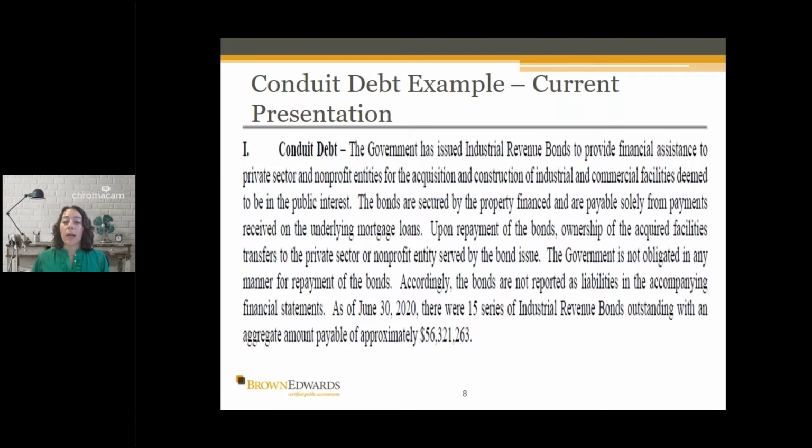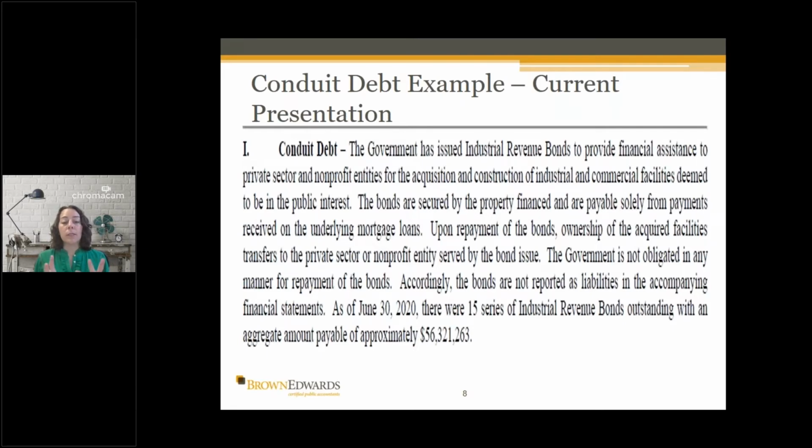The government is not obligated in any manner for the repayment of the bonds. There's that limited commitment that's embedded in the definition of a conduit debt arrangement. Accordingly, the bonds are not reported as liabilities in the accompanying financial statements. So again, limited commitment, there's no liability recorded on the issuer's financial statements. And then the note wraps up with saying, as of June 30th, 2020, there are 15 series outstanding with an aggregate amount payable of $56 million.